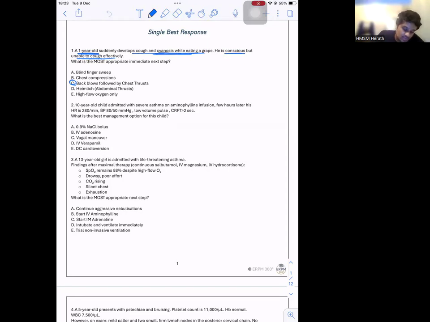Now, the important points given in this question: this is a 10-year-old child, severe asthma on aminophylline infusion with high heart rate, right? So he's having tachycardia, slightly low blood pressure, low volume pulse, increased CRFT, right? Now he's having tachycardia with low volume pulse, so he's tachycardic and he's hemodynamically unstable, right?